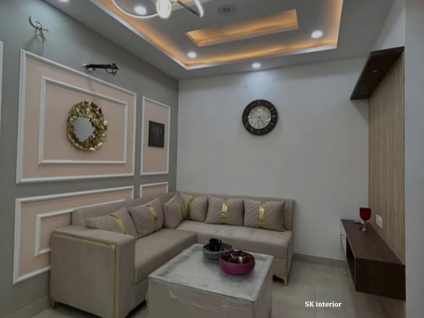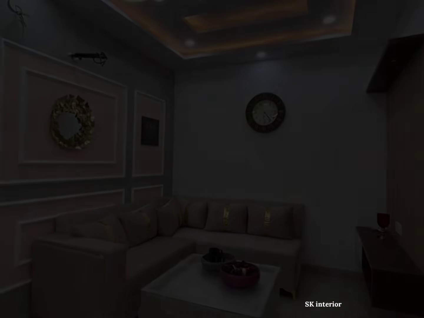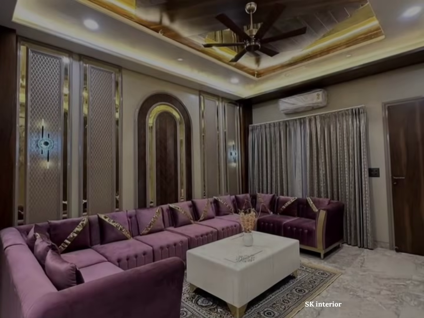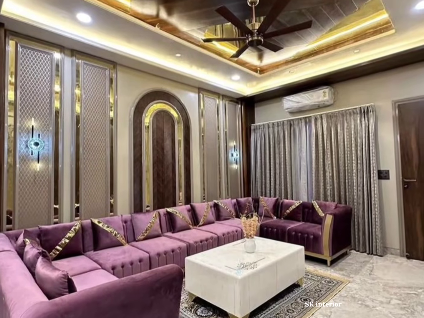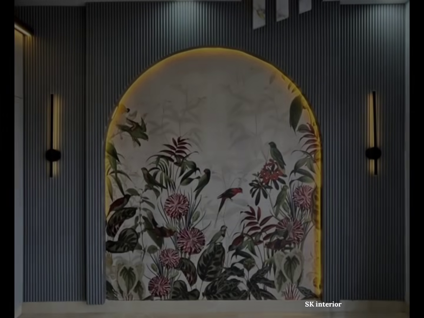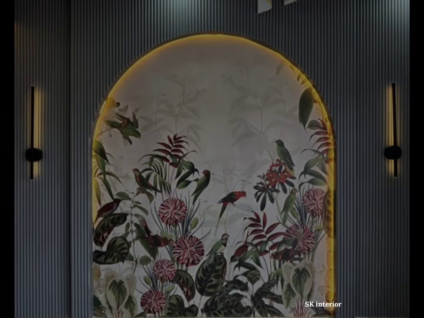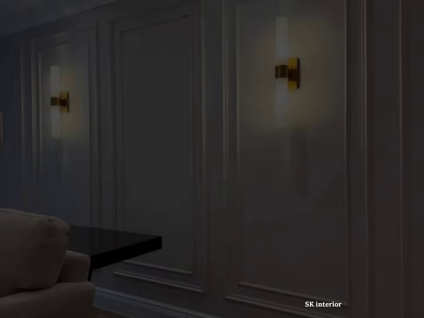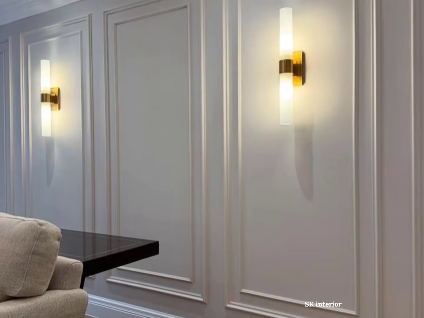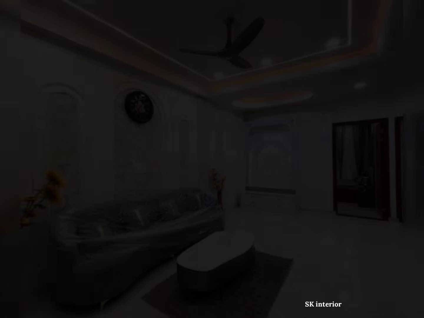So, first, let's understand what wall molding is. Wall molding is a decorative design technique where frames, panels, or decorative patterns are created on the walls using materials like POP, wood, PVC, and MDF. It adds depth, texture, and elegance to plain walls. Earlier, it was only used in royal homes, but now it's becoming very popular in modern interiors and modern Indian homes.